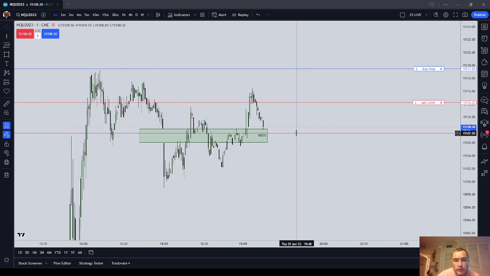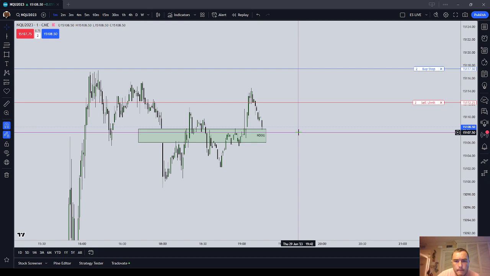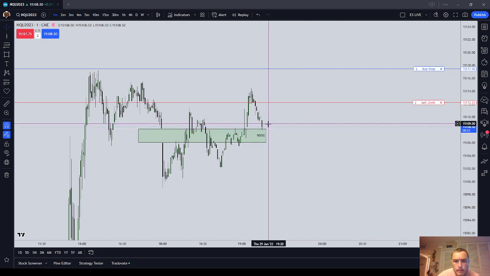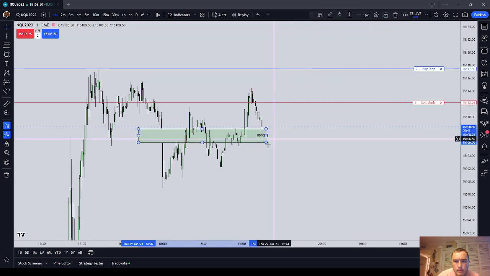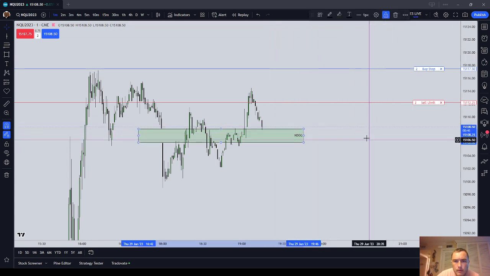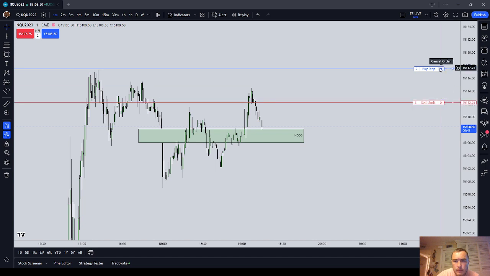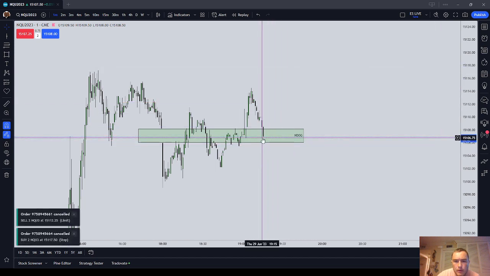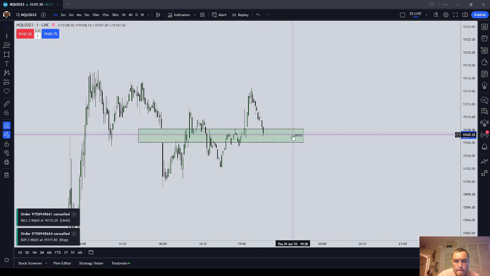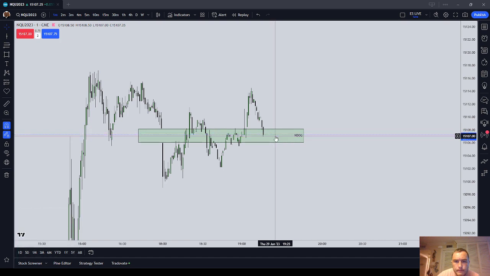Historically speaking, I'm a few minutes early, so it could still come back. Back to new day opening gap. This idea is invalid. Pull that. Halfway, midway point here of the new day opening gap. Midway point. See if it finds support there. This could be a long at the market.